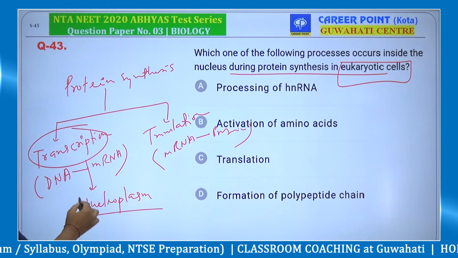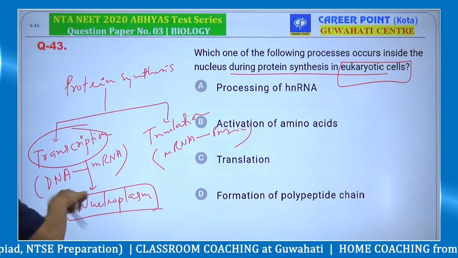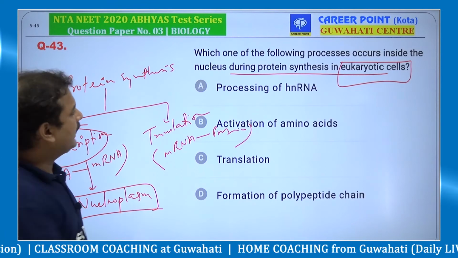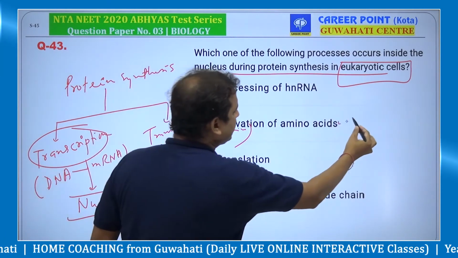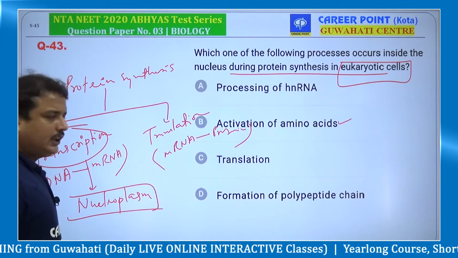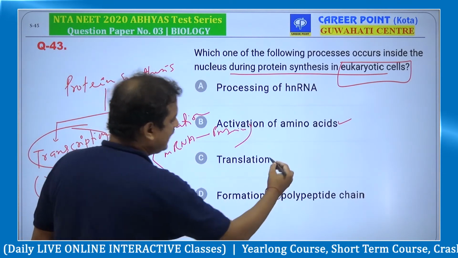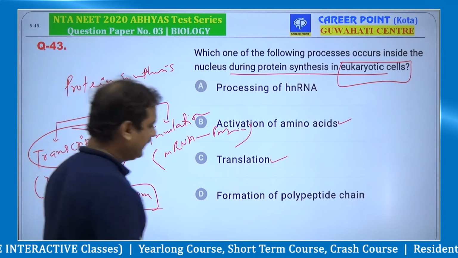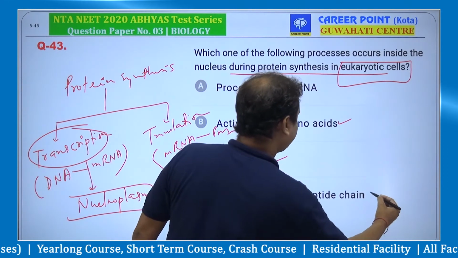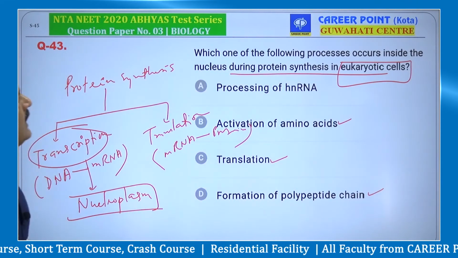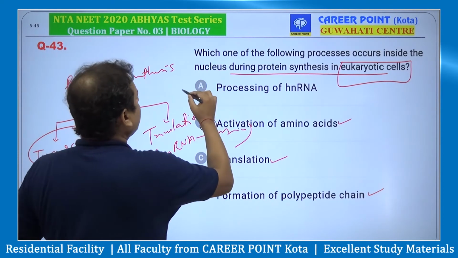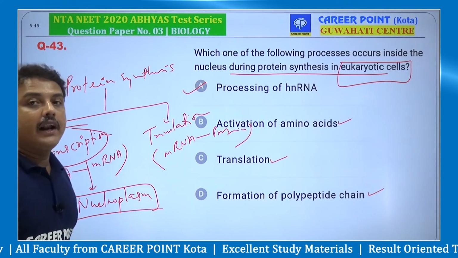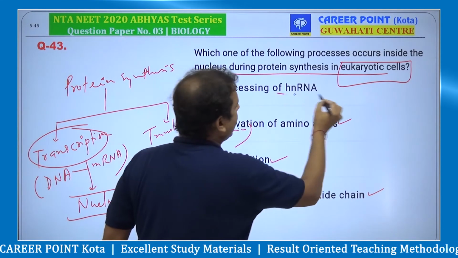Now, as it occurs in nucleoplasm, inside the nucleus, the question is which of the following processes? Activation of amino acids is a part of translation, so it occurs in cytoplasm. Formation of polypeptide chain is also in the cytoplasm. Now only remaining is the processing of HnRNA, heterogeneous nuclear RNA.